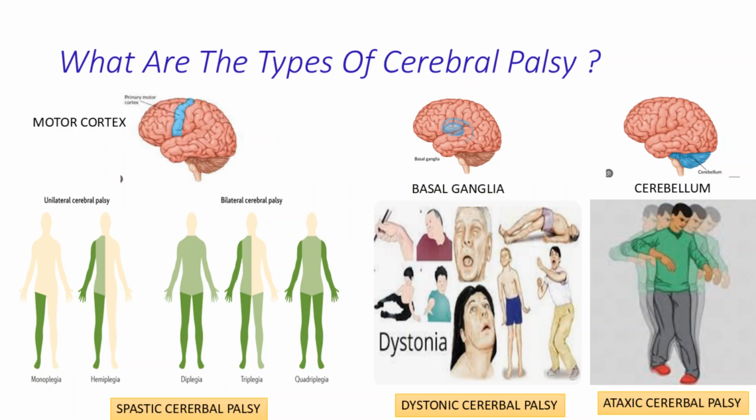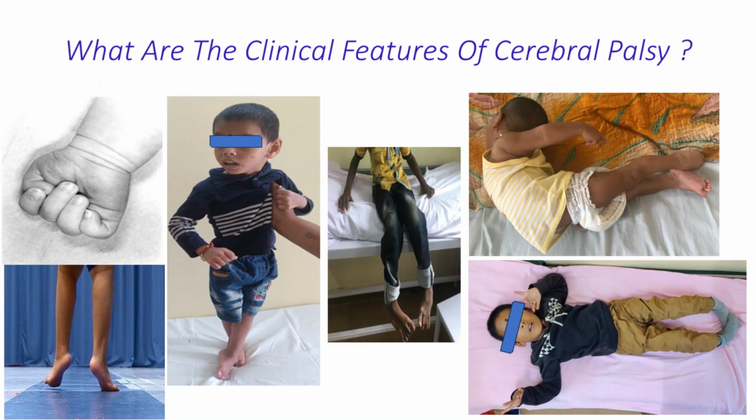So the main symptoms of cerebral palsy depend on the type of cerebral palsy. As I already mentioned, if it's a spastic cerebral palsy, they come to you with excessive stiffness of the limbs. It could be 1 limb, 2 limb, 3 limb or 4 limb, depending on the extent of the injury. If it's a dystonic cerebral palsy, they come with abnormal twisting postures of the body. If it's ataxic cerebral palsy, they may come with gait issues.